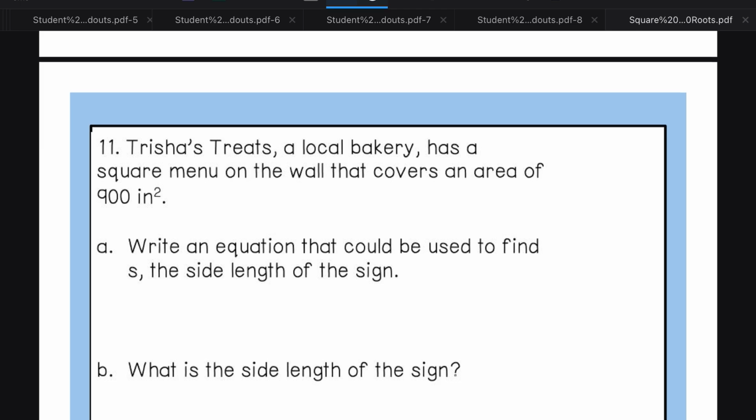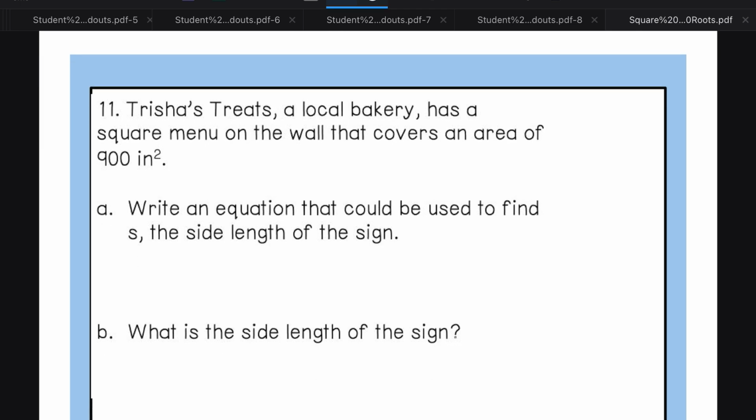Our next one is Trisha's Treats. A local bakery has a square menu on the wall that covers an area of 900 square inches. Write an equation that could be used to find the side length.